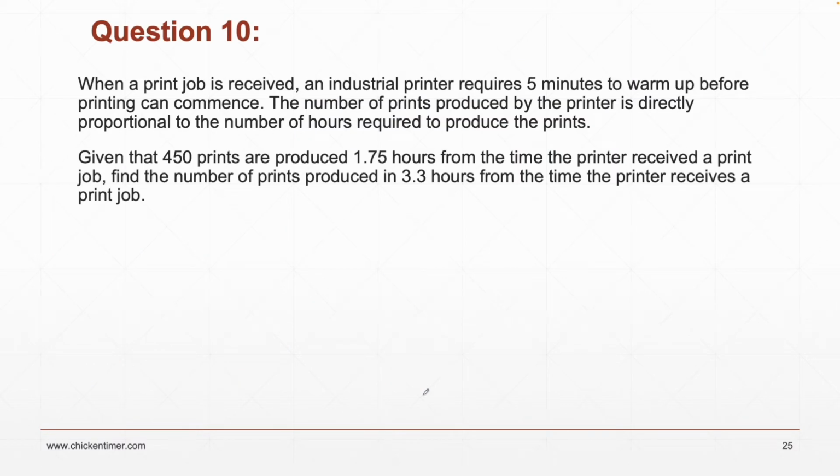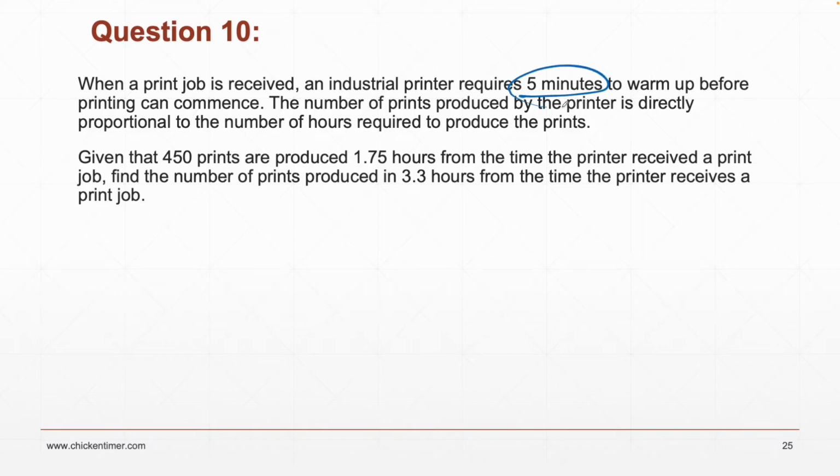Question 10 is the kind of question where you get a problem sum. They feed you a lot of information, and at the same time you need to be able to digest the information that is given to you. So let's read, and then we see what we can do with the question. They say when a print job is received, an industrial printer requires 5 minutes to warm up before the printer can start printing.